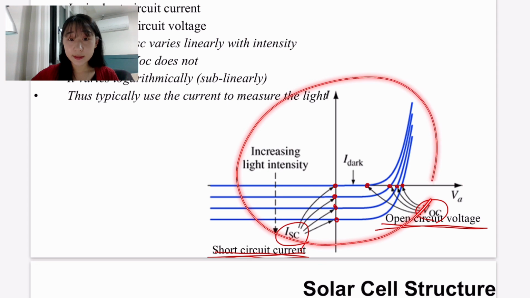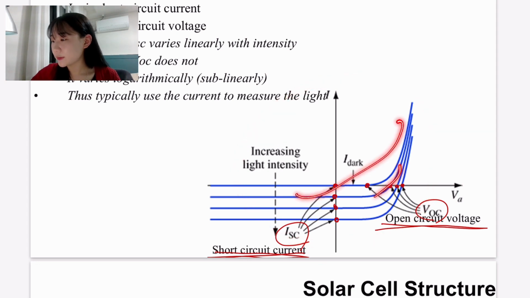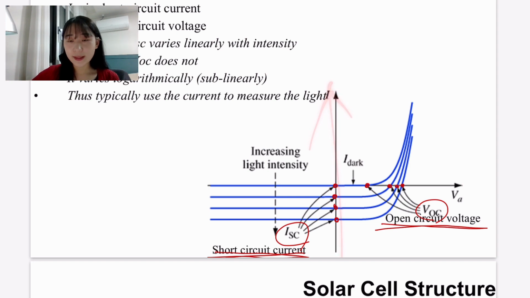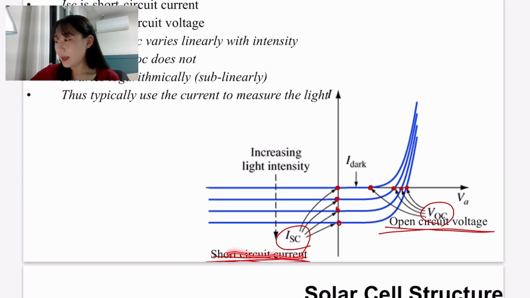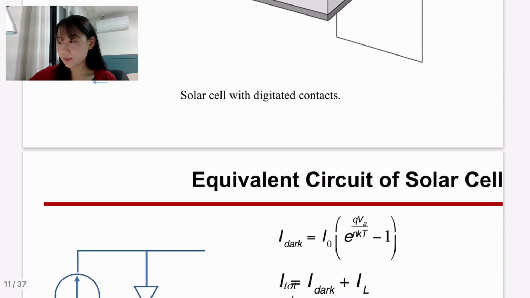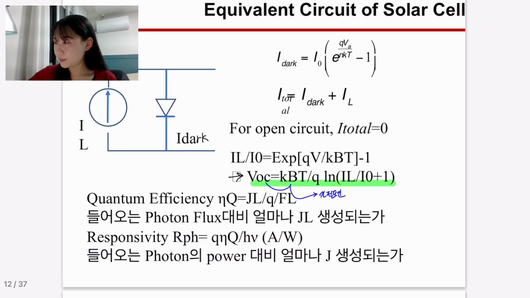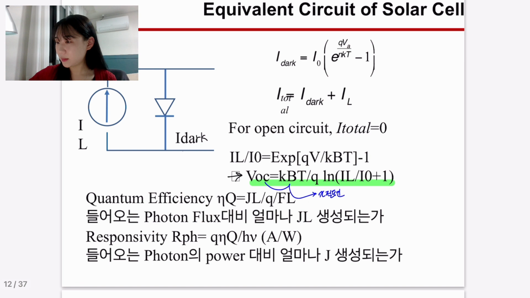So the graph goes under and under, and the point where the graph and the y-axis meet is the short circuit current, and the point where the graph and the x-axis meet is the open circuit voltage. And this is the equation.